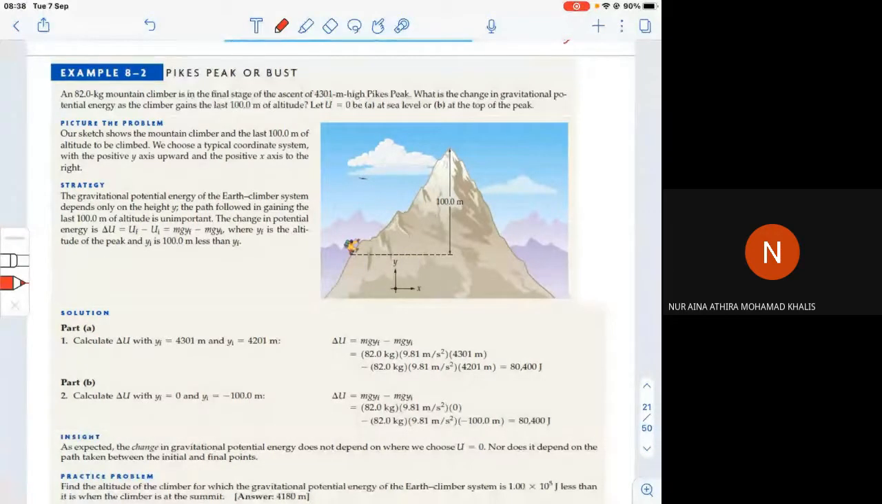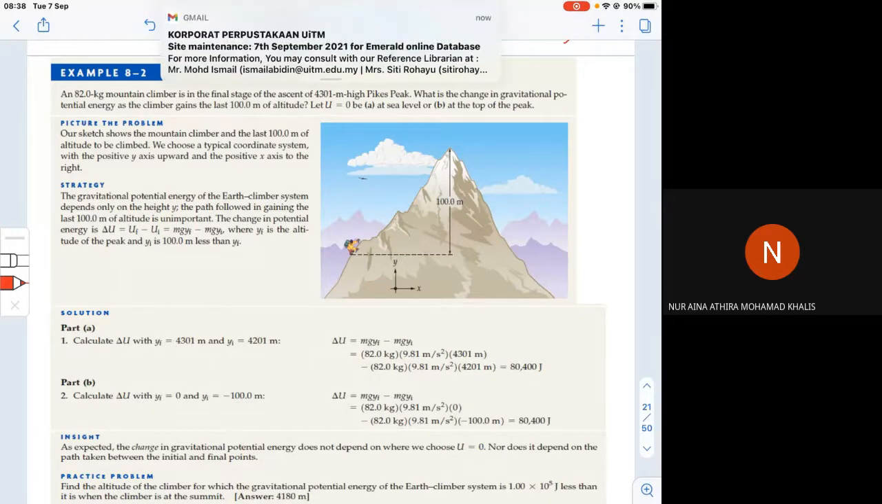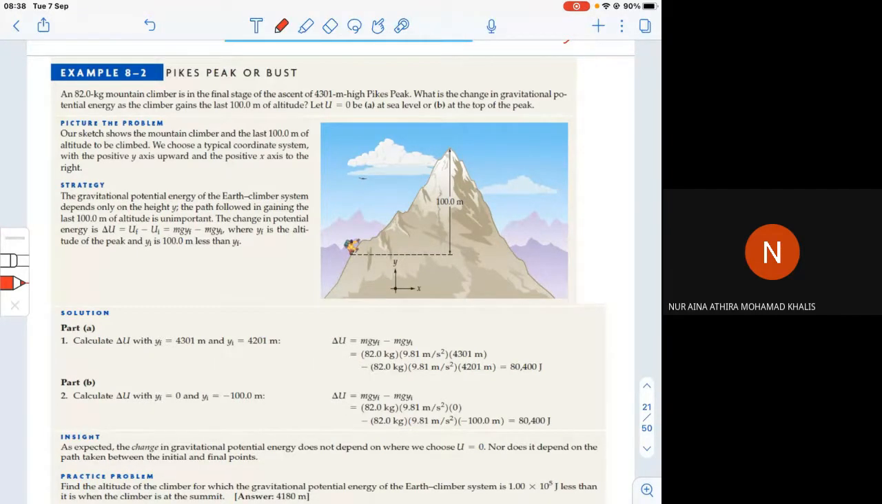Okay, look at the example. An 80 kilogram mountain climber is in the final stage of the ascent of the 4,301 meter high Pikes Peak. So this is a mountain that is 4,301 meters high. Let's look at how they write the question: what is the change in gravitational potential energy?